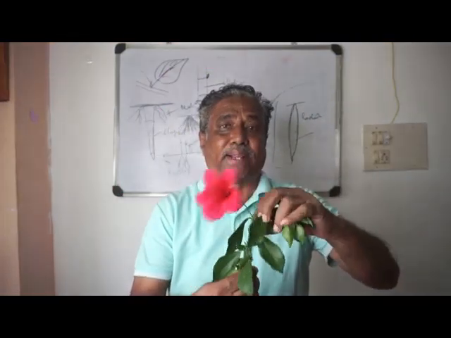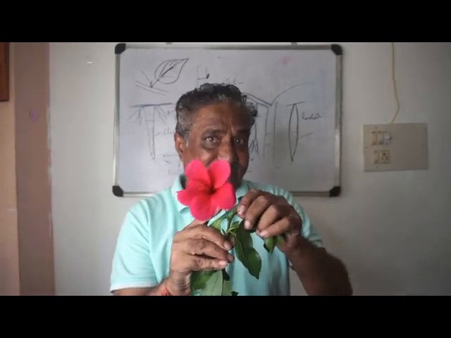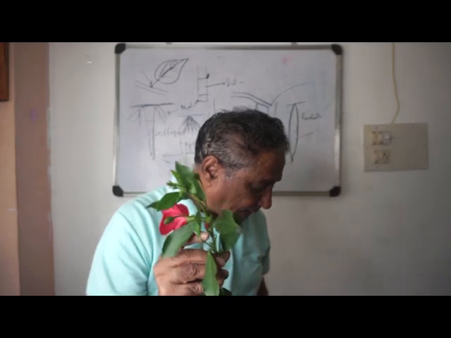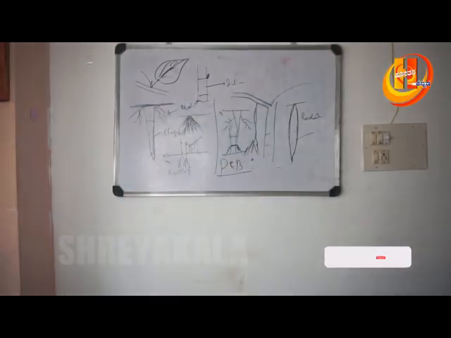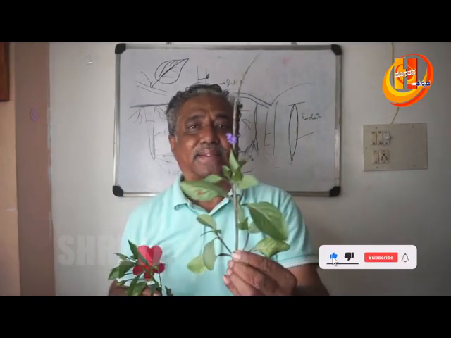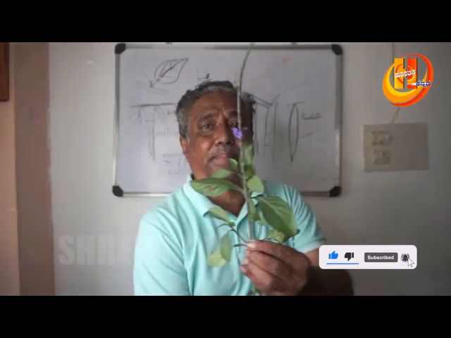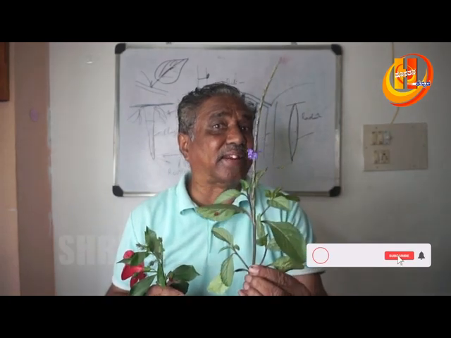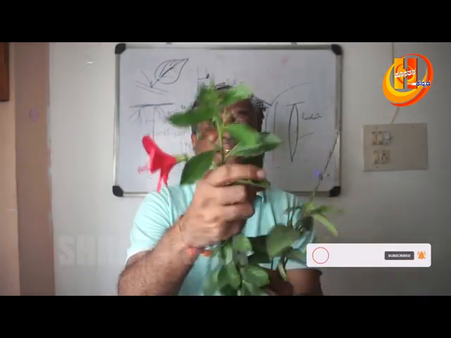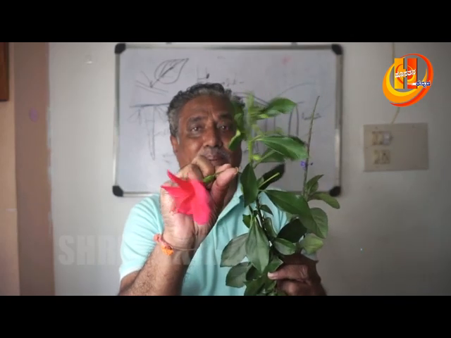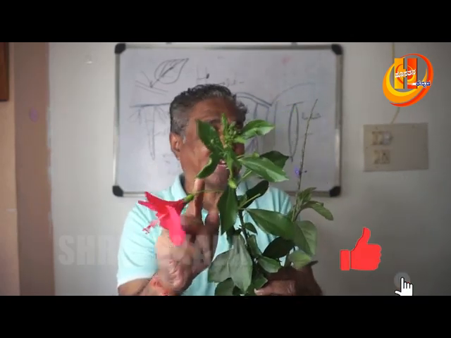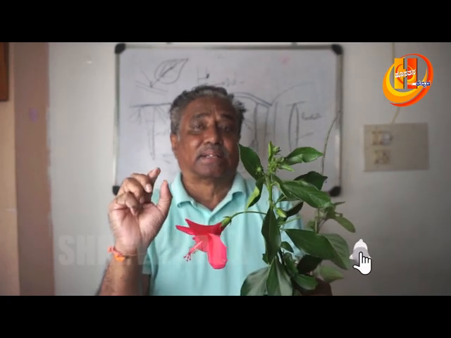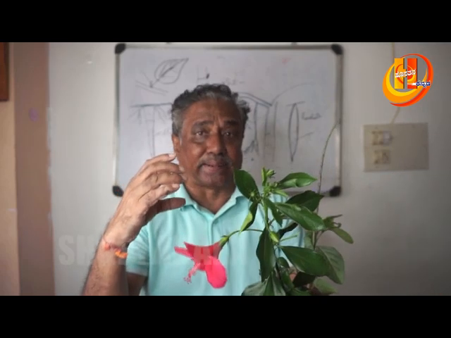First point in case of flower is pedicellate or sessile. Sessile flowers can be seen in plants like this, Stachytarpeta. You see, no pedicel for the flowers. Sessile flowers. And here, a long pedicel. The first point is pedicellate or sessile.